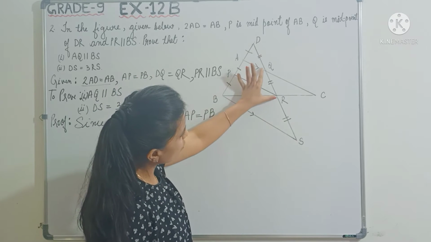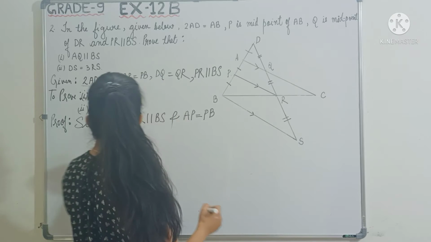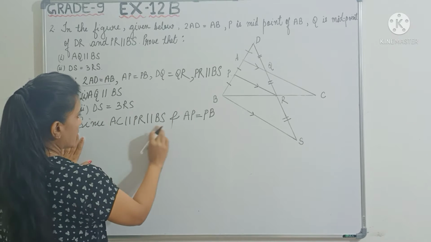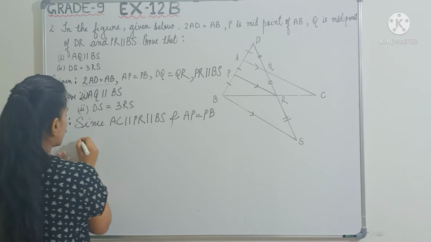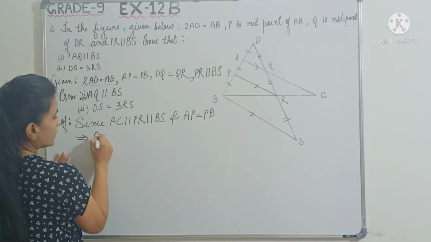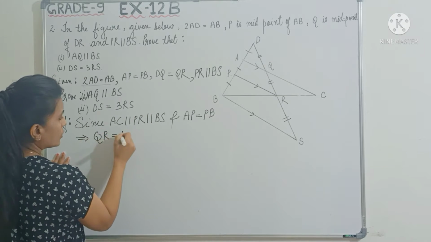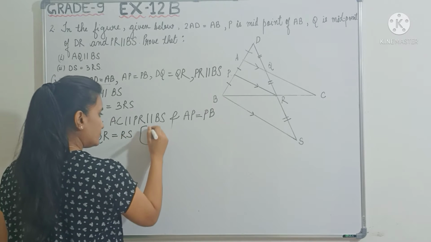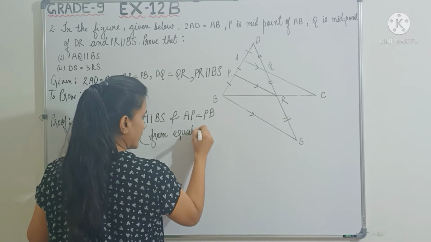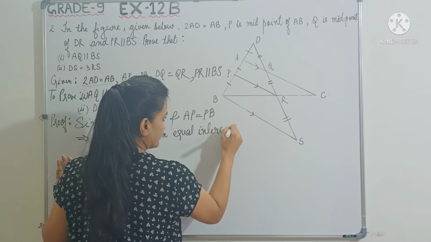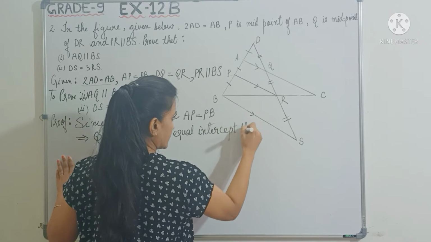So it means QR will be equal to RS, right? So since these three lines are parallel to each other and AP is equal to PB, this implies even QR will be equal to RS. From which theorem? From the equal intercept theorem.